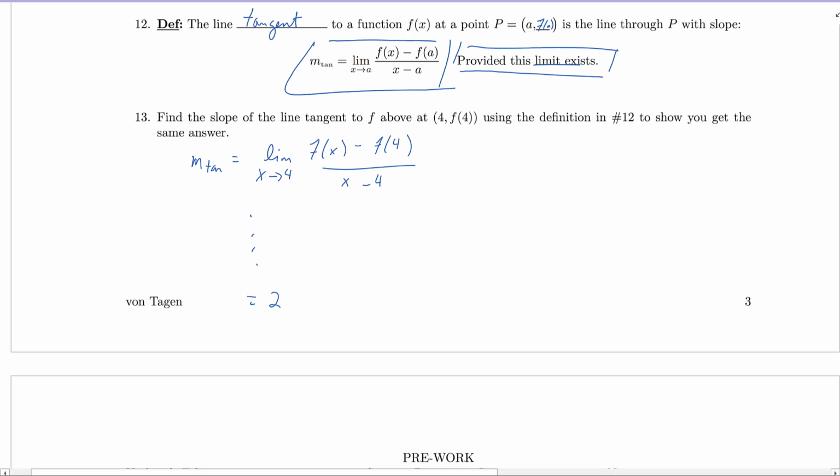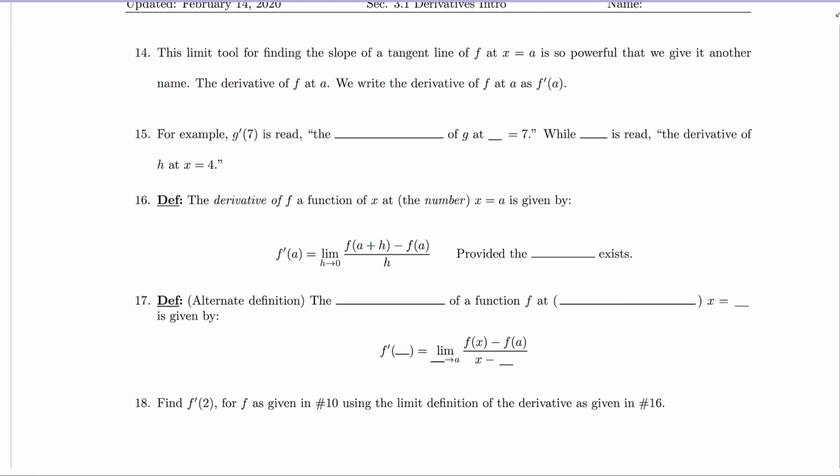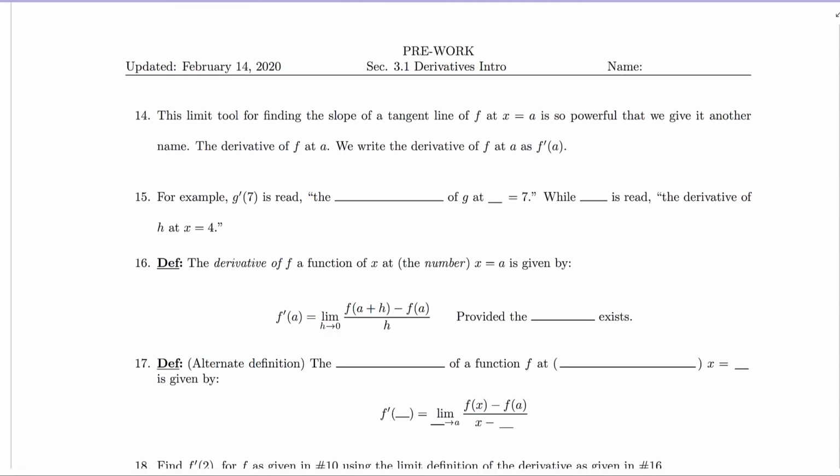Okay, folks, so we come to the last page of the pre-work here, or the second to last page, I guess. And the first thing I want to say is that this tool of being able to find the slope of the tangent line is so versatile and useful that after a while we sometimes stop thinking about it as being a tool that gives us the slope of the tangent line, and we start looking at it through some other lenses. And for that reason we give it another name. We call it the derivative of f at a.